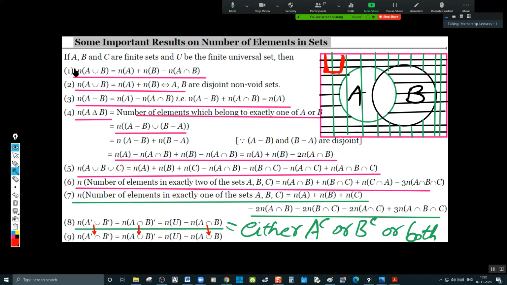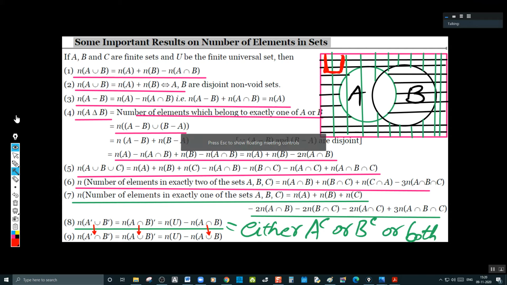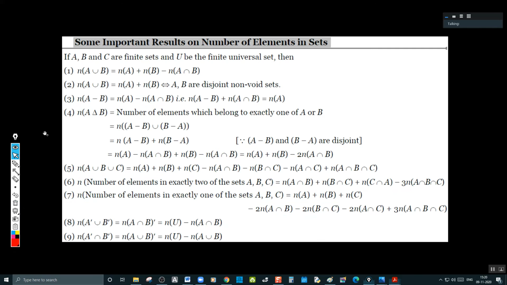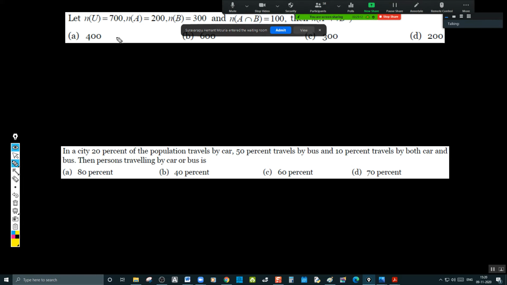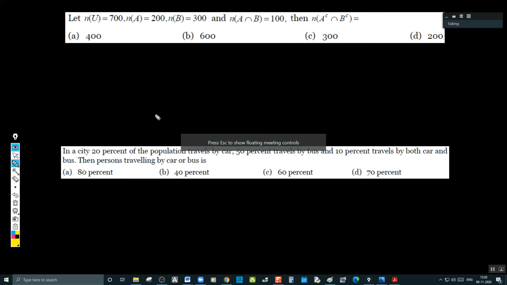Okay. Now, if anyone wants to take the screenshot of it, you can take it. Let me move to the next part of it. Yes. Now see the question, please. N of U given, N of A given, N of B given, N of A intersection B given is equal to 100. N of A complement intersection B complement is needed.